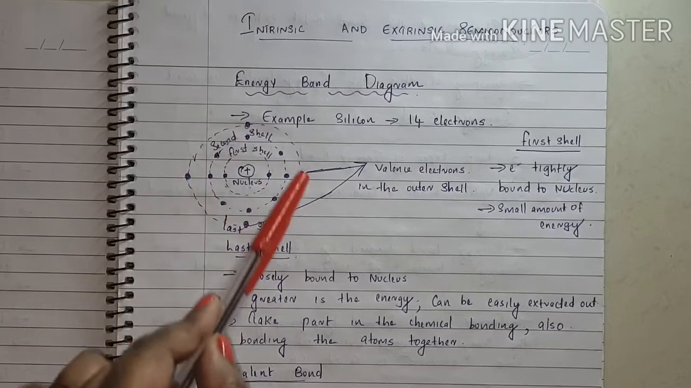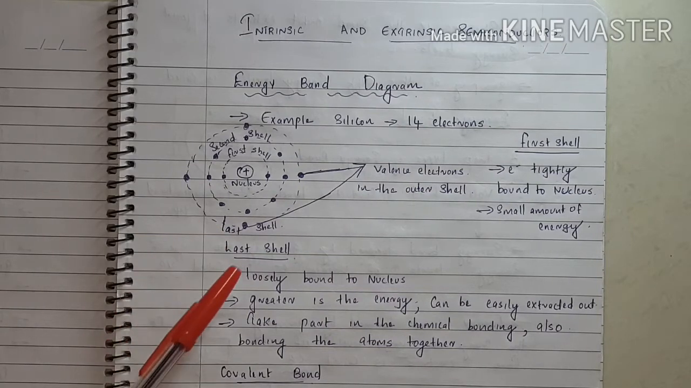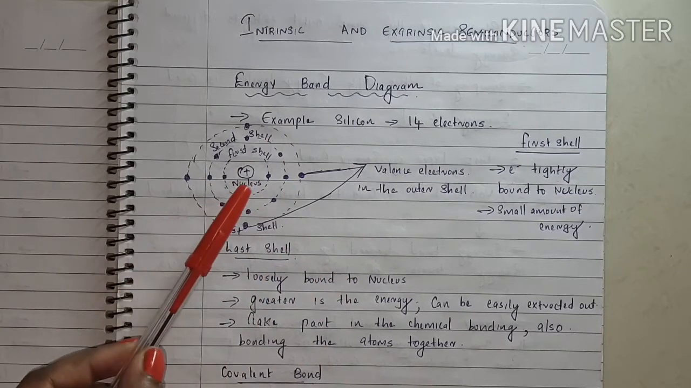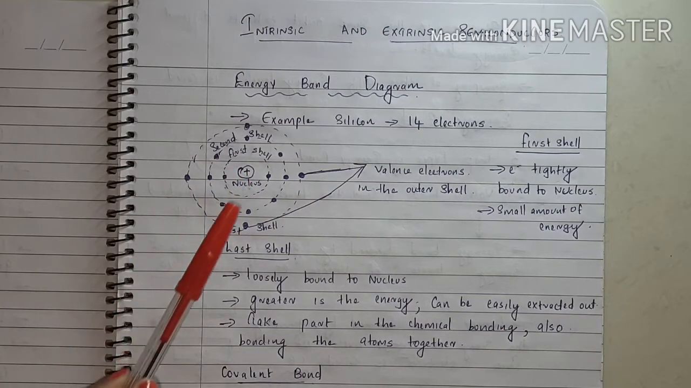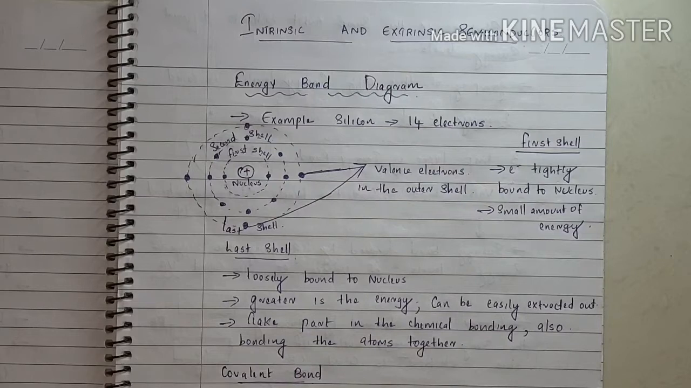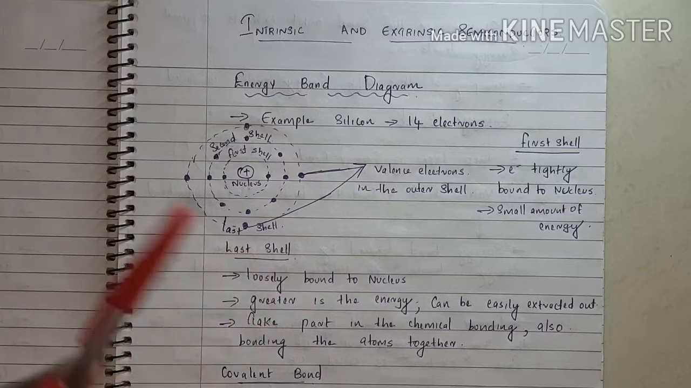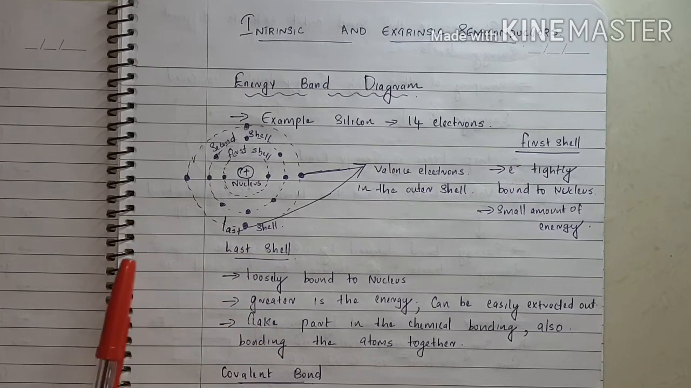So the electrons in the outermost shell are called valence electrons, and the number of electrons in the outermost shell is called its valency. The first shell electrons, which are tightly bound to the nucleus, consist of only a very small amount of energy. But the last shell, which is loosely bound to the nucleus, consists of a greater amount of energy and they can be easily extracted out. Since they consist of greater energy, they take part in the chemical bonding.